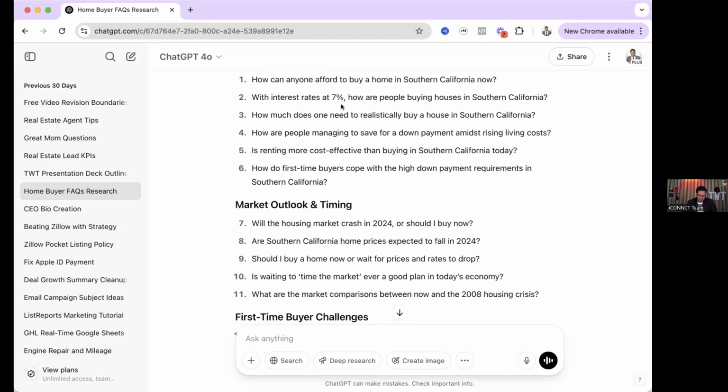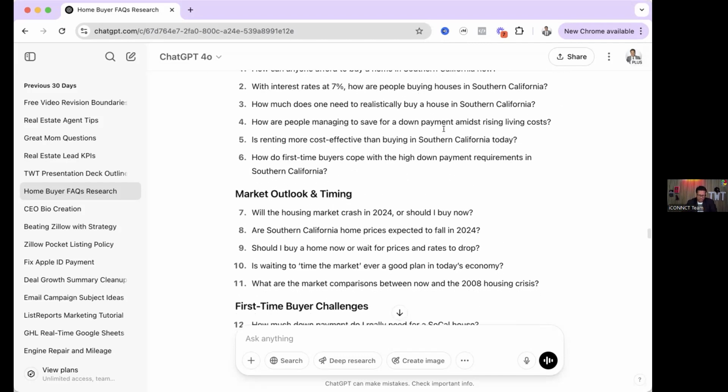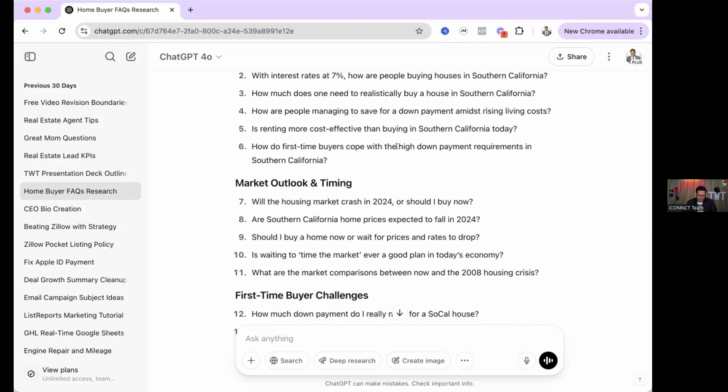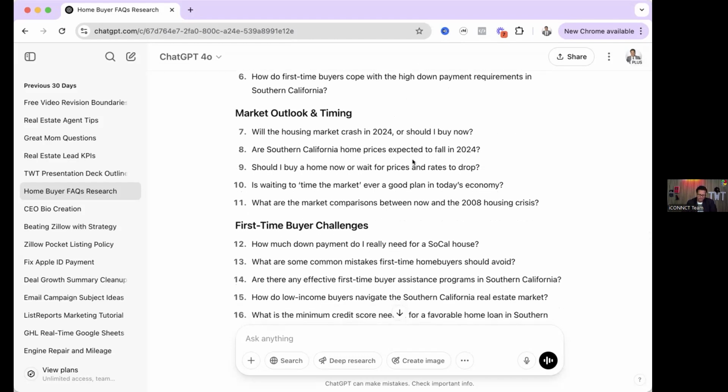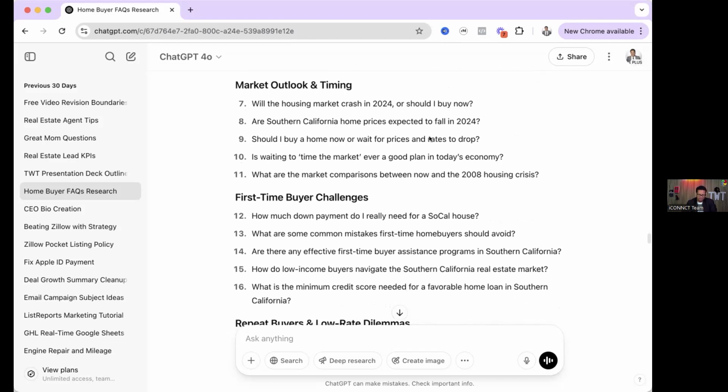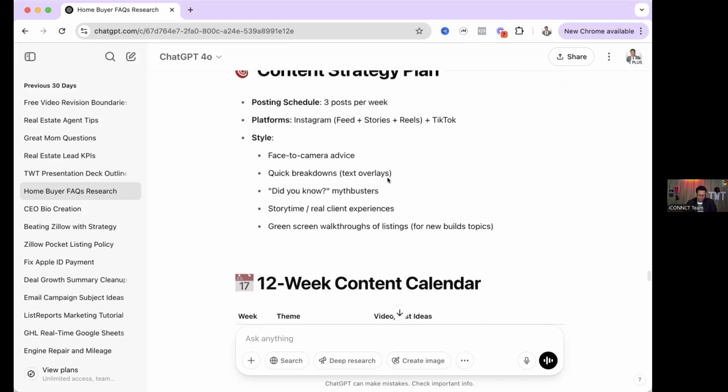With interest rates at 7%, how are people buying houses in Southern California? How much does one need to realistically buy a house? That's a great one. How are people managing to save for a down payment amidst rising living costs? I know there's a ton of different saving strategies out there. Again, get with an accountant in your network, a financial friend that you know, and ask them, hey, what are the top 5 saving strategies so someone can save up to eventually buy a home in Southern California? That's another great one. How do first-time home buyers cope with the high down payment requirements, right? And so on and so forth, right?